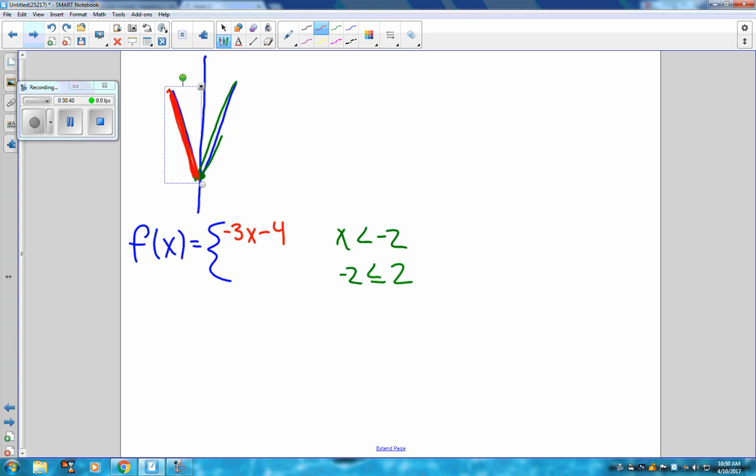What about the next one? What's my slope for the next line? And where does it cross the y-axis? So that's my answer for the last question on number 11.